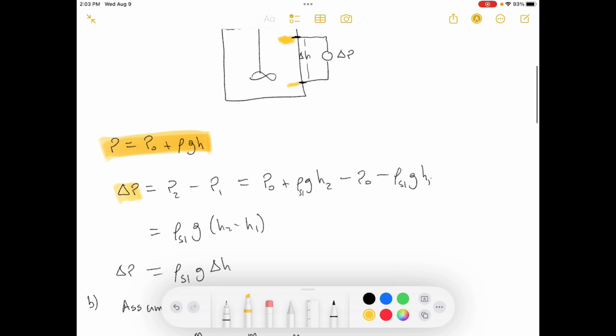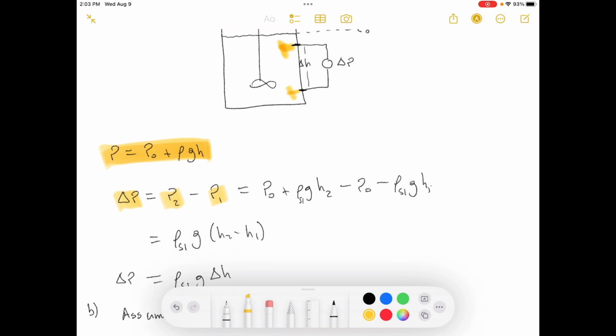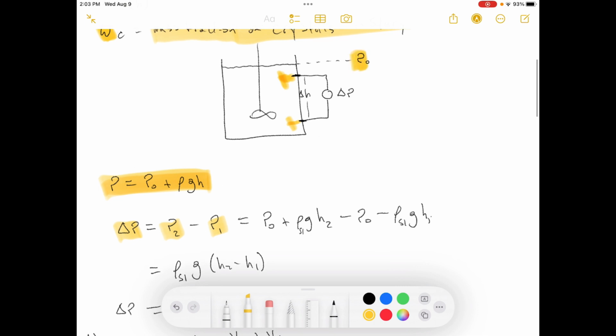So delta P is equal to pressure 1 minus pressure 2. So this would be pressure 2, and this would be pressure 1. P naught is the pressure at the reference plane. My reference plane is the top of the liquid, right at that interface between the gas and the liquid. That's where my reference pressure is. So reference pressure plus rho g h, where h is 2 right here, minus our reference pressure minus rho g h from pressure 1. So that's what delta P is.